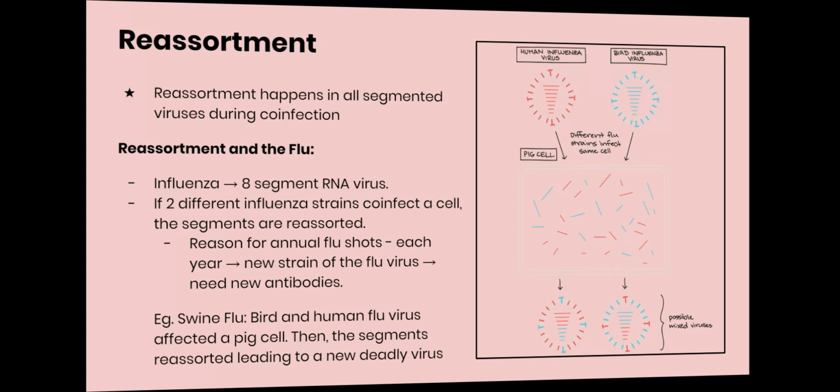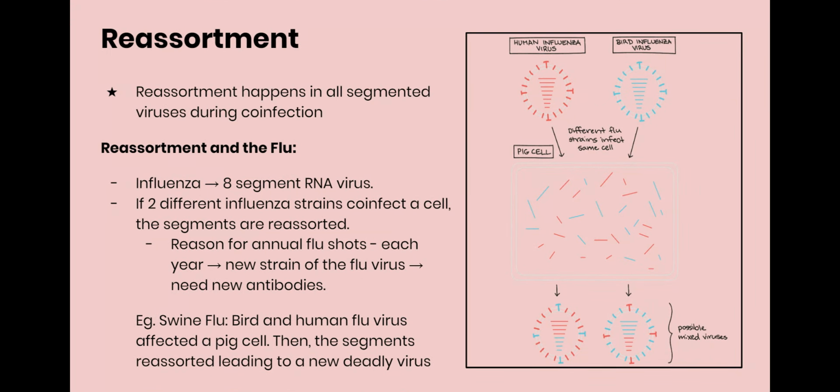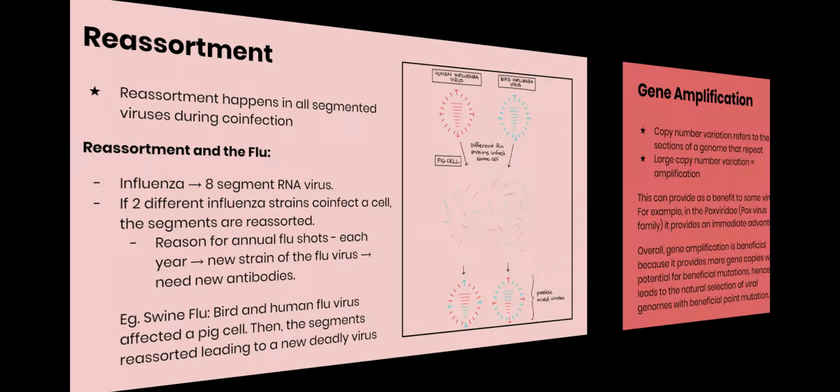Reassortment. Reassortment happens in all segmented viruses during co-infection. Influenza is an 8-segment RNA virus. So if two different influenza strains co-infect a cell, the segments are reassorted. This is why we need flu shots every year. This is because there is always a new strain and we need new antibodies. A more specific example is swine flu. When bird and human flu viruses infected a pig cell, the segments reassorted, leading to a new deadly virus, and that can be seen in the picture here.